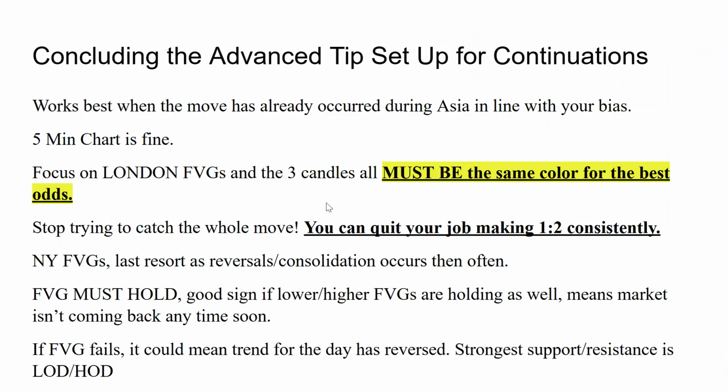So in conclusion, my advanced traders out there who trade these continuations, this works best when the move has already occurred during Asia, in line with your bias. Both charts I showed you were on the 5 minute chart. You want to focus on London fair value gaps, and the 3 candles must be the same color for the best odds. Stop trying to catch the whole move.